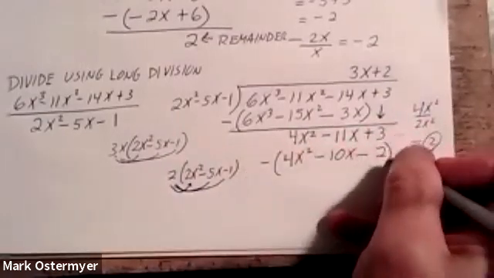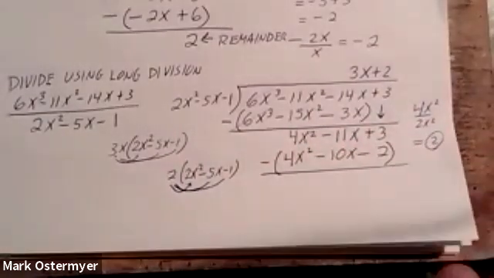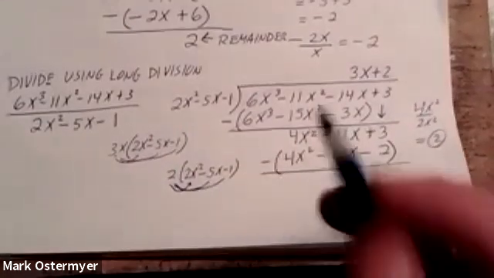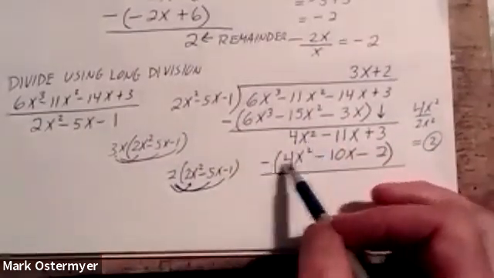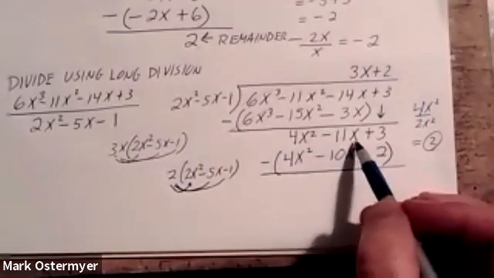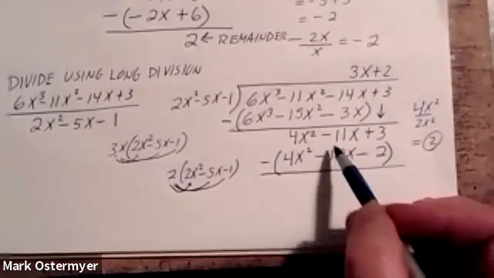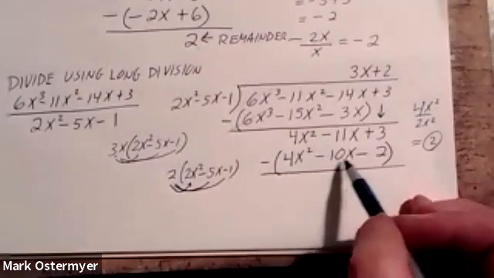Subtract off the whole polynomial. What happens to the 4x squareds? What's 4x squared minus itself? 0. What's negative 11x subtract a negative 10x? What's negative 11 minus a negative 10?